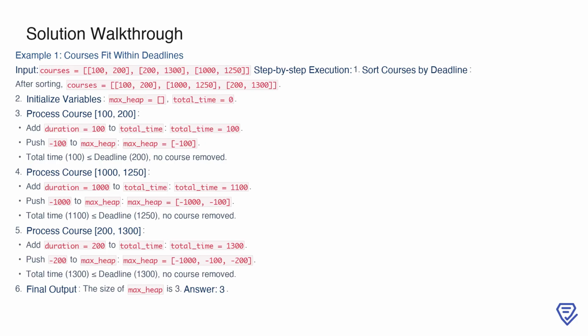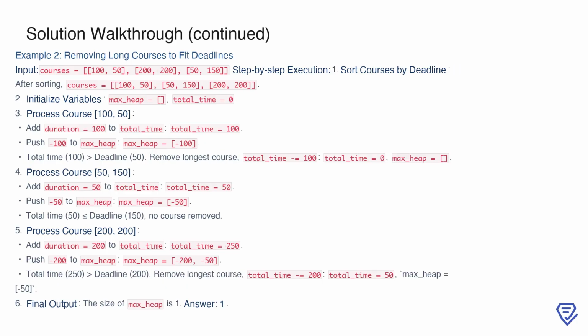In the end, the size of our max heap, which represents the number of courses we managed to take, is 3. Therefore, the answer is 3. Now, we have a scenario where some courses need to be removed to fit within the deadlines. After sorting the courses by their deadlines, we start with an empty max heap and a total time of 0.